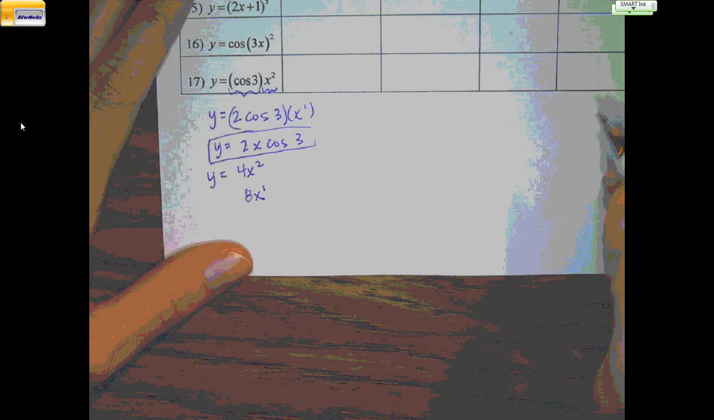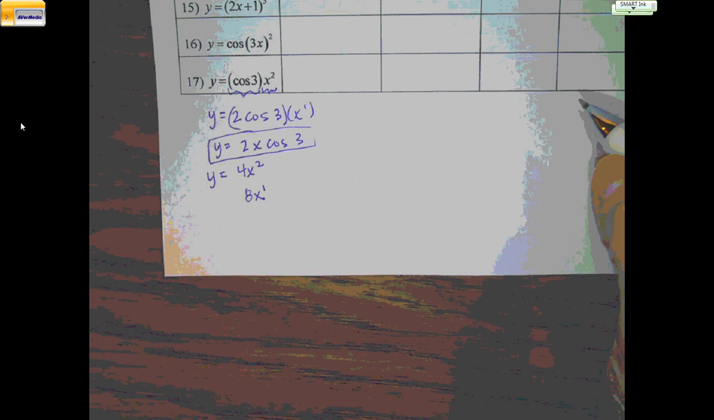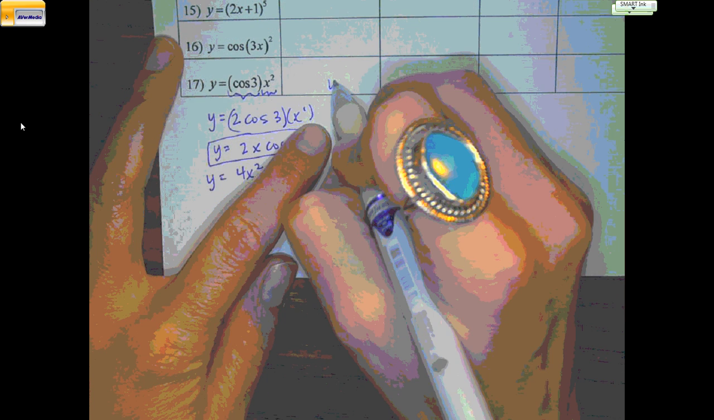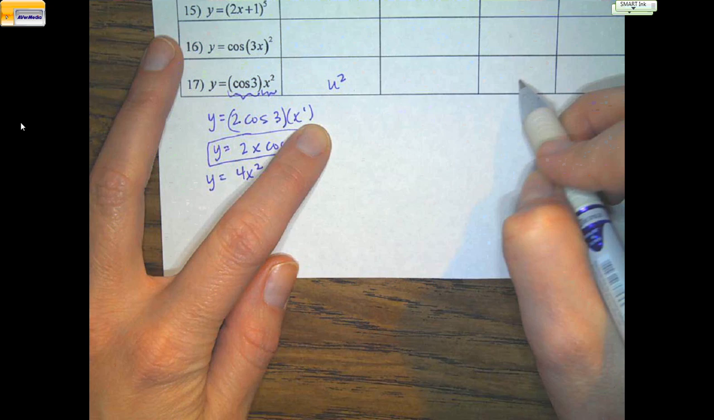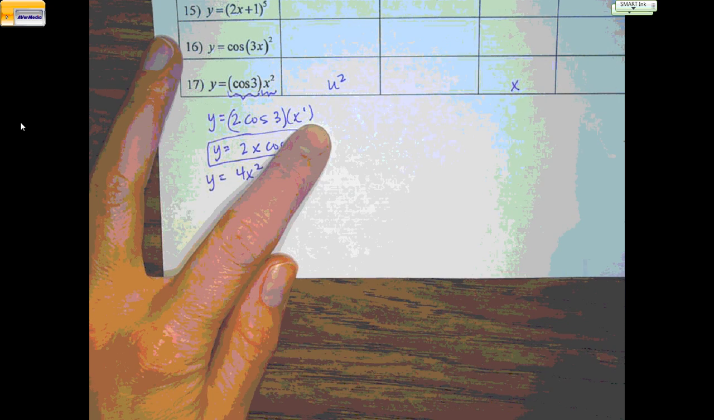So this one's a little harder to see, your larger function and your smaller function. Your larger function would be u squared, but u is just x. So this one's a little trickier, but that is the answer.